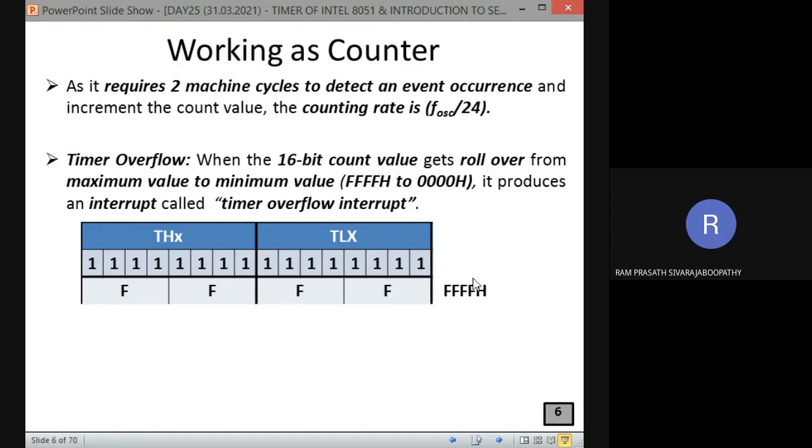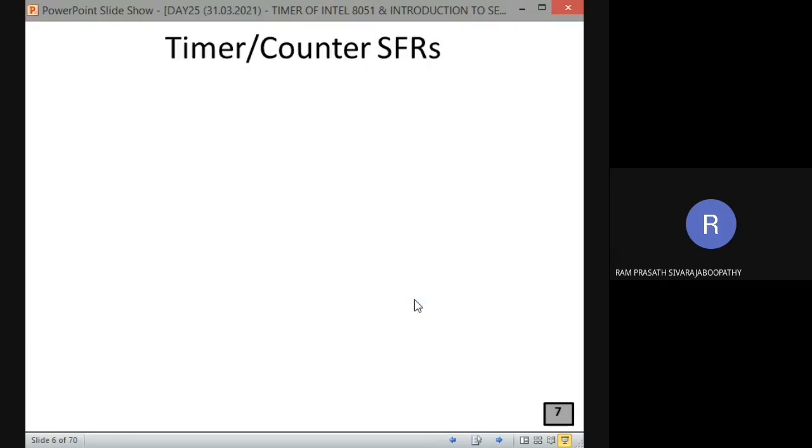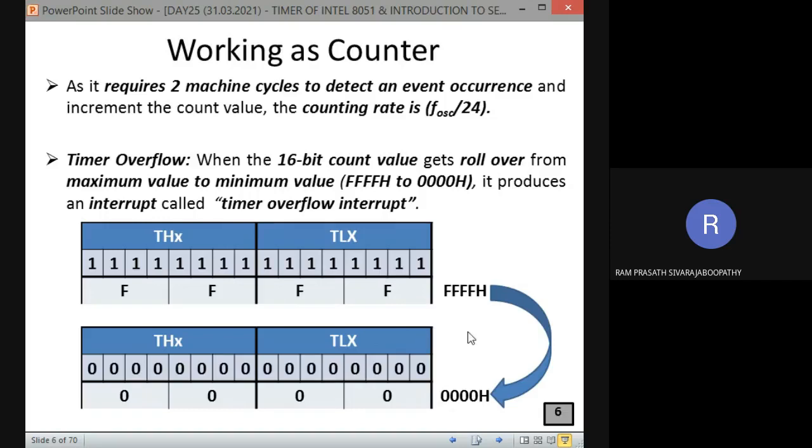So this is the 16-bit register. All bits are 1. This is the maximum value. When the count changes from this to 0, we call it a timer overflow interrupt. This is the meaning of timer overflow interrupt.